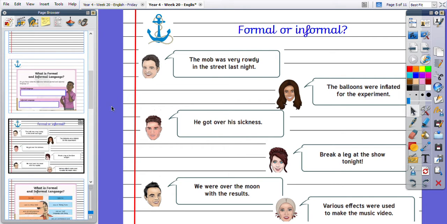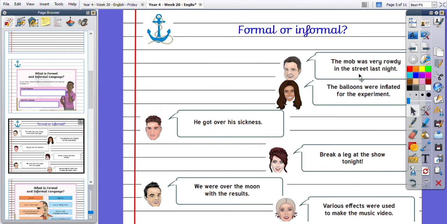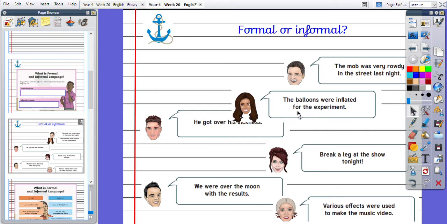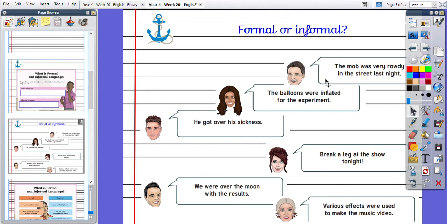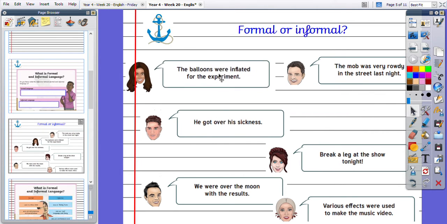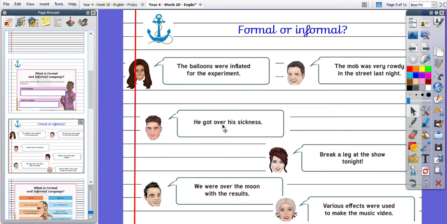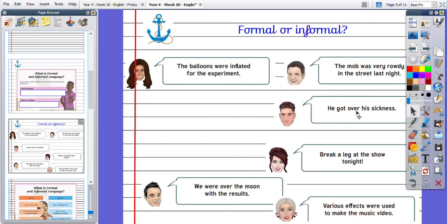Okay, so the mob was very rowdy in the street last night. Okay, so mob's quite a chatty word, so that's informal. The balloons were inflated for the experiment. Okay, so the vocabulary inflated is quite a high level word. So that's formal. He got over his sickness would be informal.